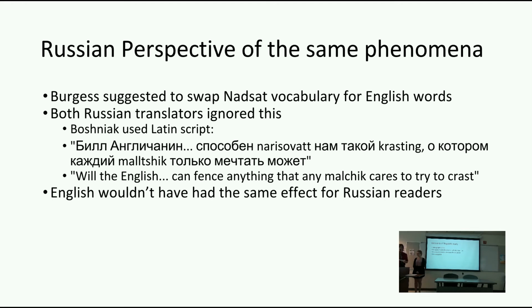Cool. Excellent. So there were two Russian translations made of A Clockwork Orange into Russian. The article about it was called The Homecoming of Nadsat, and Burgess suggested that all the Russian translator would have to do is find English roots with the same meaning and toss them into the Russian text, and it would do exactly the same thing. Both translators read that and were like, what?